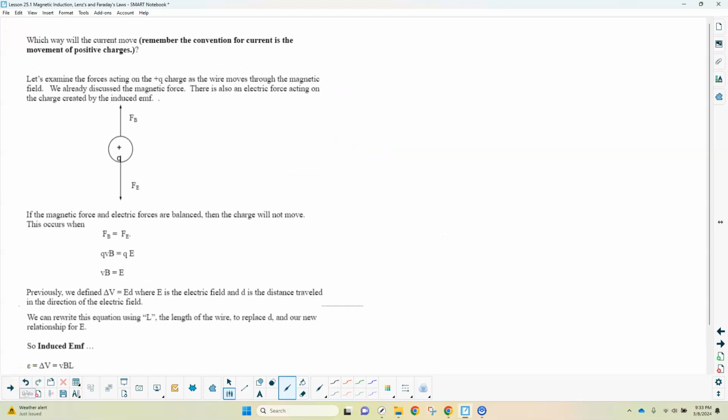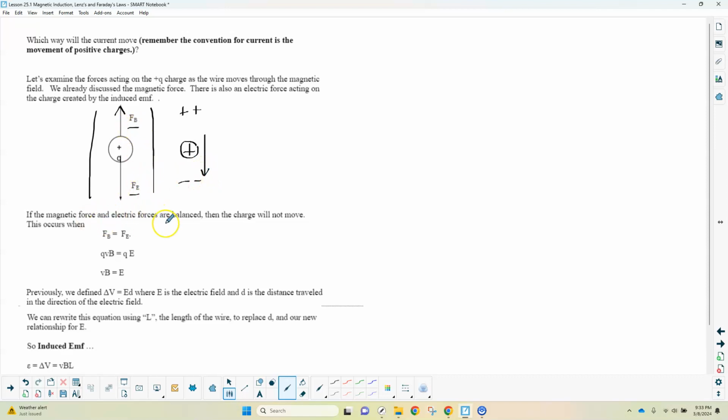So we want to look at maybe just an individual charge. If we examine just this one positive charge in that wire, if you imagine this is the wire that it's in, we said that the magnetic force is upward. So the magnetic force from the magnetic field is pushing up on it. If we had a positive end and a negative end, and we had a positive charge in the middle, which way would the electric force act on it? So the positives would repel, the negatives would attract. So there's this electric force going down. So that's what this is here.